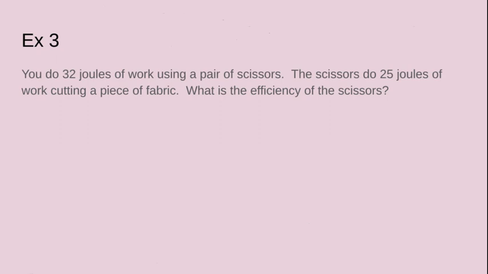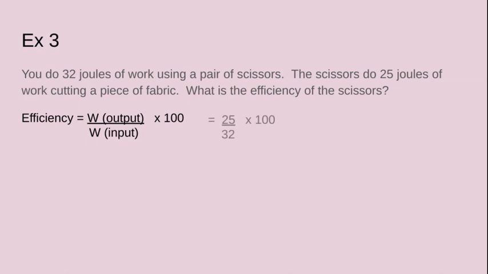So if you're looking at that efficiency equation that we just wrote down, it's the work output over work input times 100. So the output, that's what the scissors are going to do on the fabric. The input, that's what you are doing to the pair of scissors. So the 25 joules would go on the top there, the 32 joules on the bottom. We divide those, multiply by 100, and that would give us, when we round it to the nearest percentage, about 78%. So those are work and efficiency, nothing too complicated there.